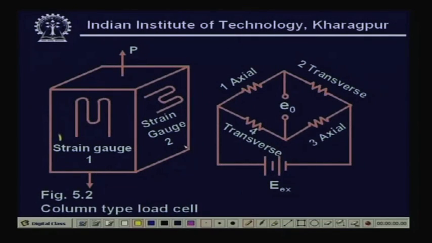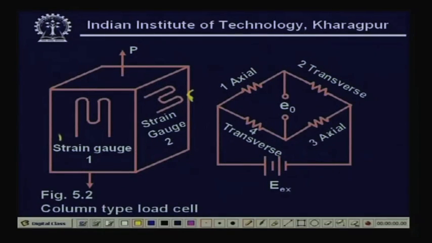Similarly you will find the other side, because there are 4 faces and you cannot see faces 3 and 4 of this load cell. On face 3, the back side of this one, there is another strain gauge which is subjected to axial strain, whereas gauge number 4 will be subjected to the transverse strain. This is axial, that is the reason we call it axial strain. This is resistance R1, R2, R3 and R4. This is subjected to axial strain, this is subjected to transverse strain.